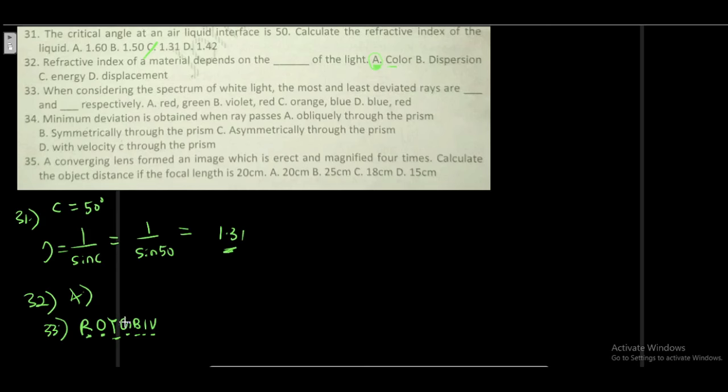Now, this arrangement actually gives us increasing deviation. Arrangement in increasing deviation: red, orange, yellow, green, blue, indigo, and violet. So it simply means violet is the most deviated, and red will be the least deviated. They said the most and least deviated rays are dash and dash respectively. So most is violet, least is red. So our answer is violet and red, which is option B.